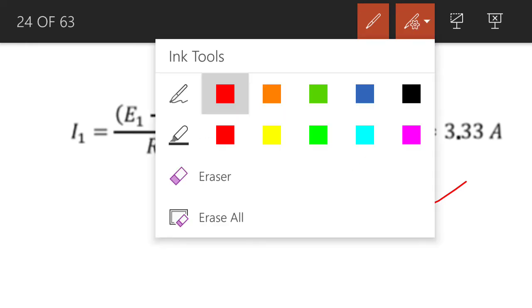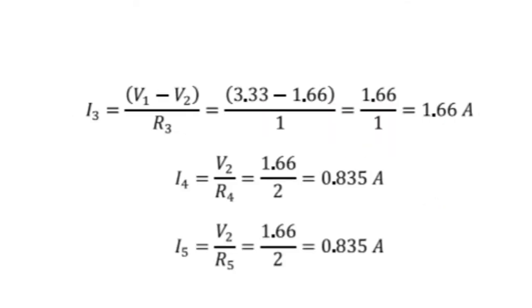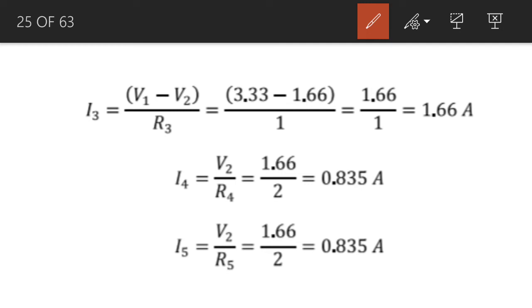Now we calculate the current I3. The current I3 is equal to (V1 minus V2) by R3. V1 is 3.33, V2 is 1.66, R3 is 1 ohm. So there is a current of 1.66 ampere in the resistor R3.